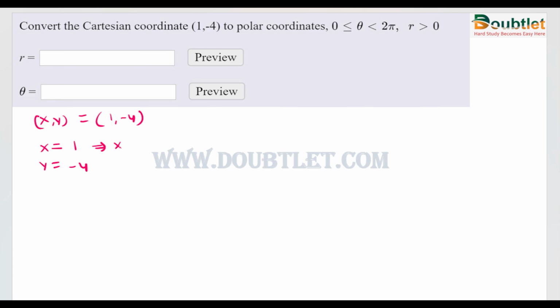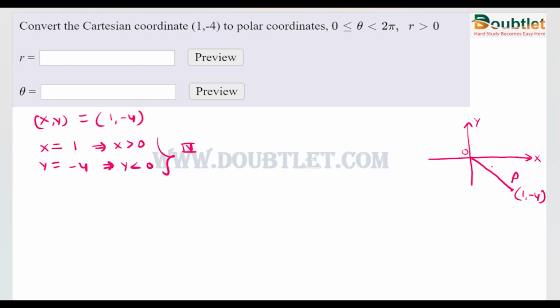So from here we can write this as x is greater than 0 and y is less than 0. And if this condition is met, it means the point lies in the fourth quadrant. So if we draw this point here, this is the x axis, this is the y axis, and this is the fourth quadrant. Suppose this point is (1, -4). So this is point O and this is point P.